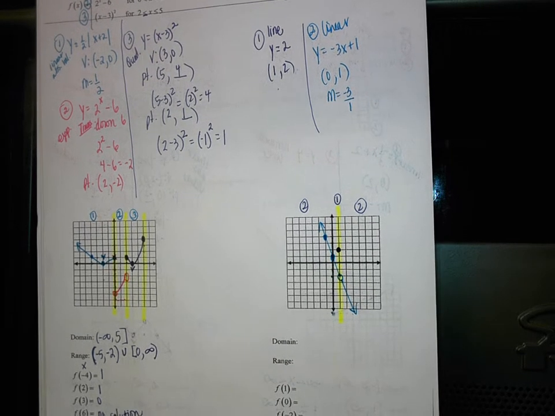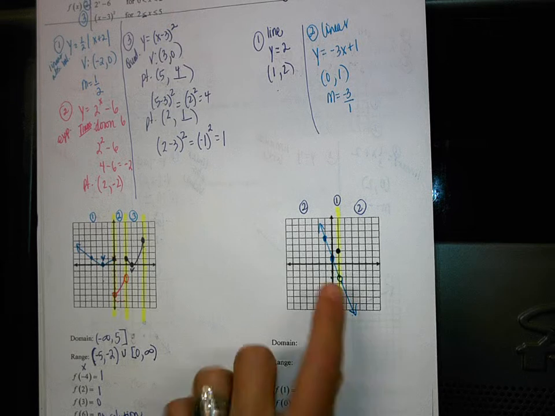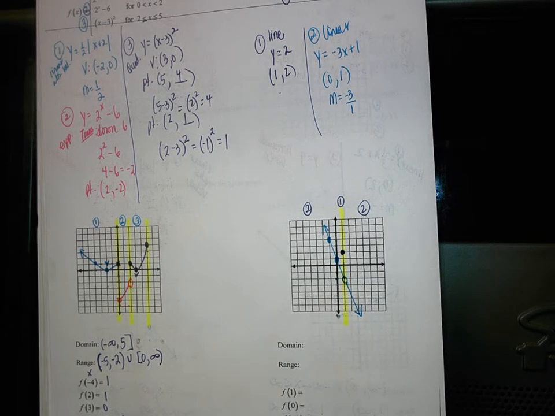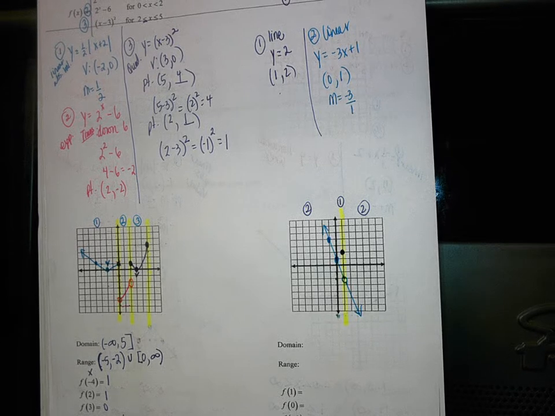So it's that whole line, except there's an open circle on that line because it doesn't equal that, but it equals everything else. All right, do we have questions about the graph? Okay, what's my domain?